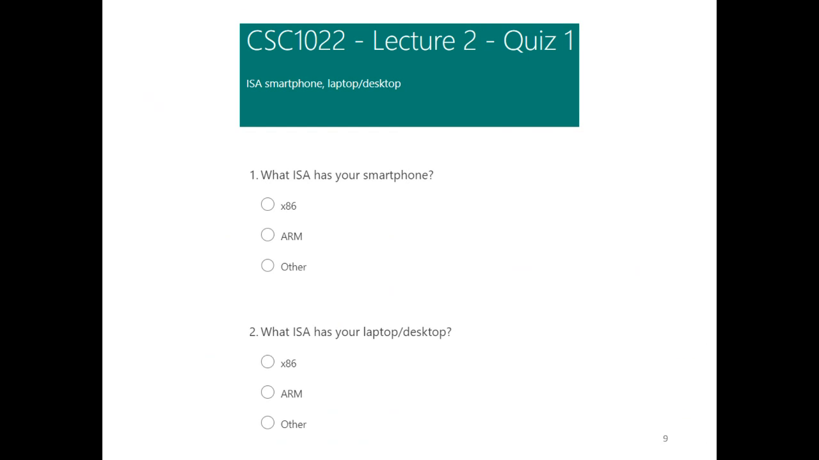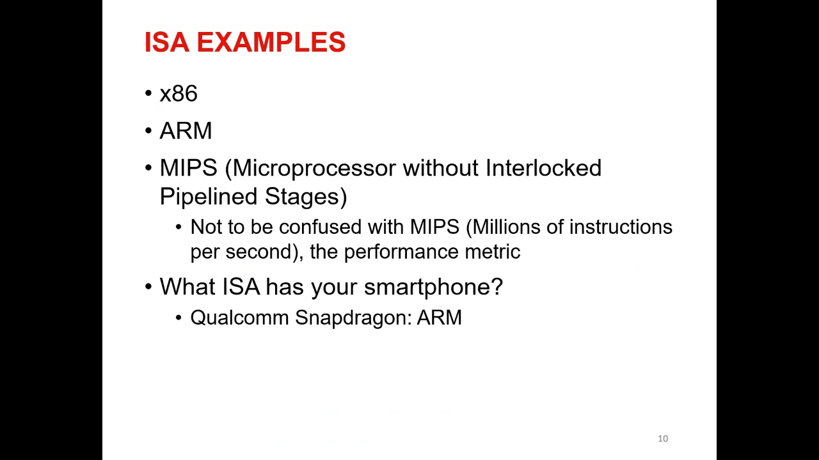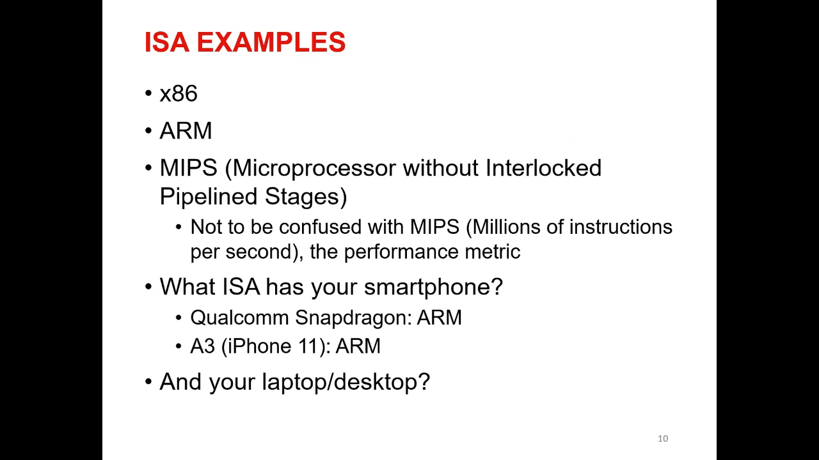So for instance, if you have a Qualcomm Snapdragon in your smartphone, this is an ARM processor, so it will have an ARM ISA. If you have an iPhone 11 with an A13 processor, it usually also means that you have an ARM processor, therefore again an ARM ISA. And then regarding your laptop, for instance, I have looked for an Intel Core i9, and we see that in this case, this has an x86 ISA.